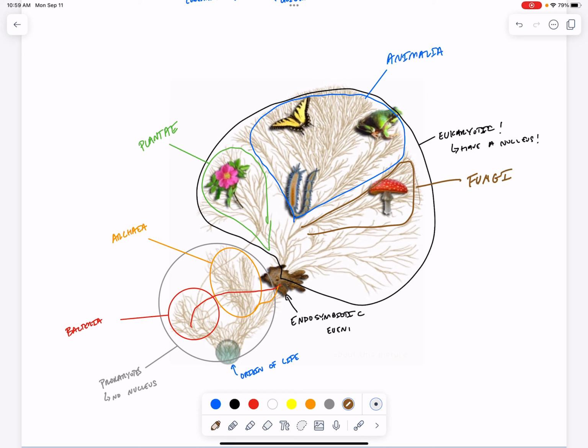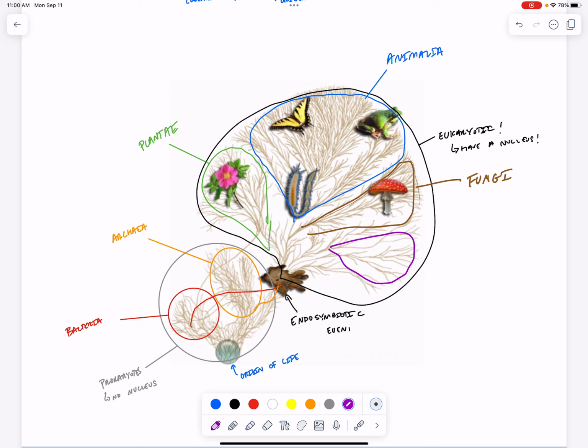There's one more group on here. We have another kingdom. So we have two domains of life. The two domains are prokaryotic organisms and eukaryotic organisms. And then within that, we have a couple different kingdoms of life. So bacteria, archaea, plants, Animalia, fungi. And then the last group is called the protista.